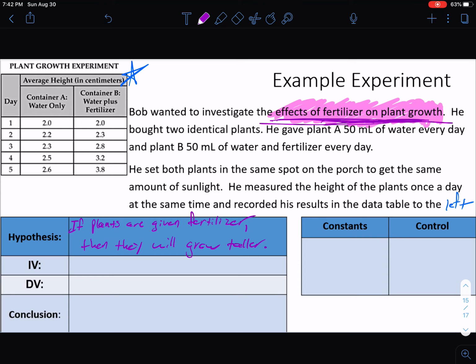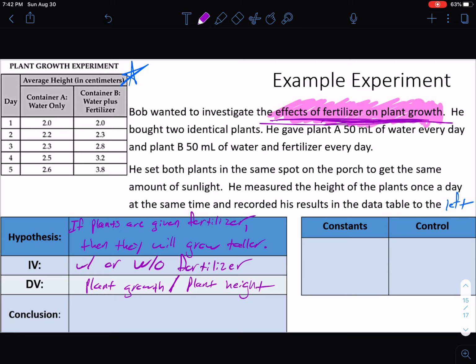Your independent variable then would be with or without fertilizer. So giving or not giving fertilizer, or you could just say fertilizer. Your dependent variable then would be plant growth, or I set up here specifically, plant height.